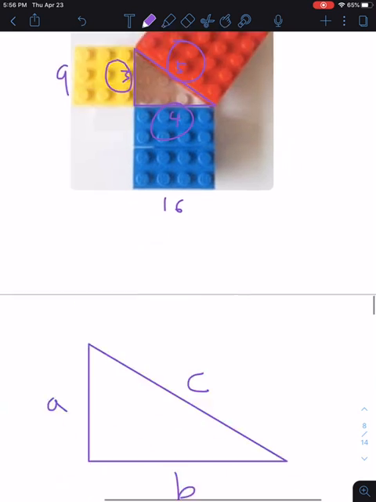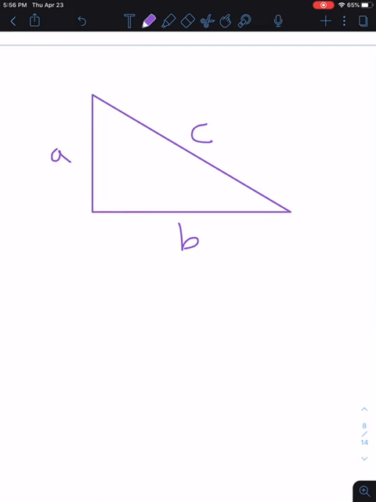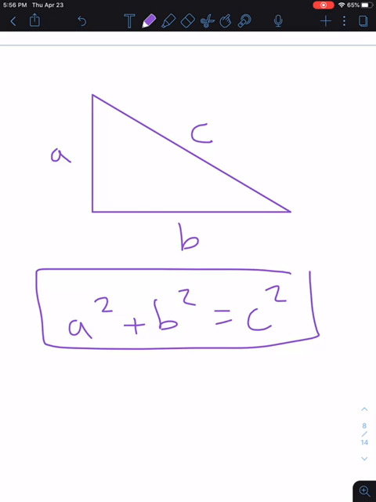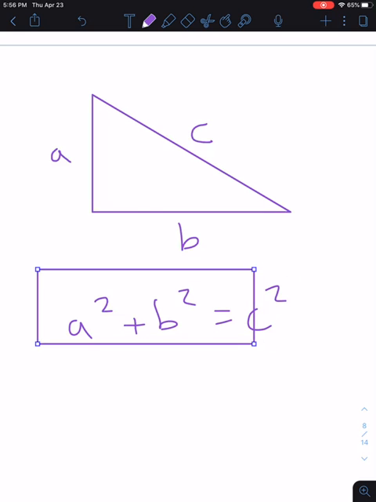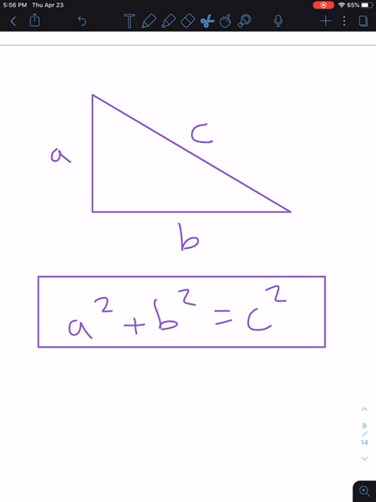All right. So down here, the actual theorem, the Pythagorean theorem, states that a squared plus b squared equals c squared. And if you haven't written this down, you're going to want to write it down somewhere where you will always see it because it comes up all the time. I'm not kidding. Especially now that we've talked about it.